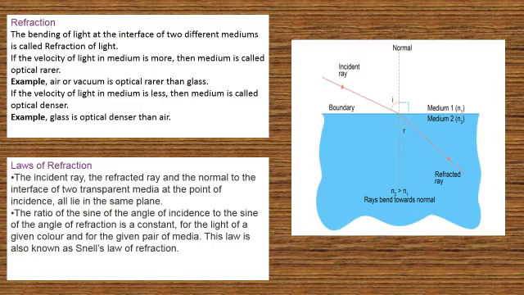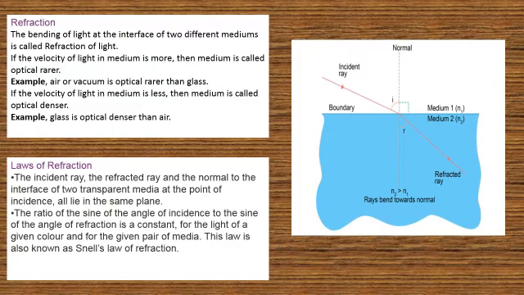Now what is rarer, what is denser? This has nothing to do with the density, which is mass by volume. It has nothing to do with it. Now what is this optical density? This means this medium can reduce the velocity of light. It is thick. So rarer is thinner. We can remember like that. So optically rarer is a thinner medium, and optically denser is a thicker medium.